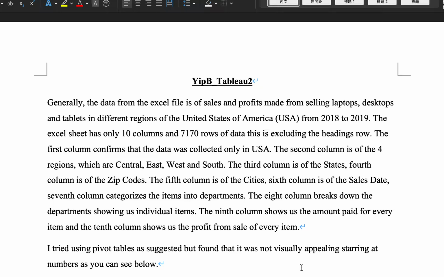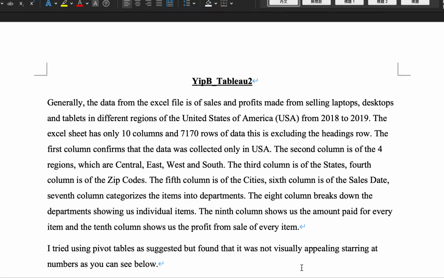The 7th column categorizes the items into departments. The 8th column breaks down the departments, showing us individual items. The 9th column shows us the amount paid for every item, and the 10th column shows the profit from sales of every item. I tried to use pivot tables as suggested, but found out that it was not visually appealing staring at numbers, as you can see below.